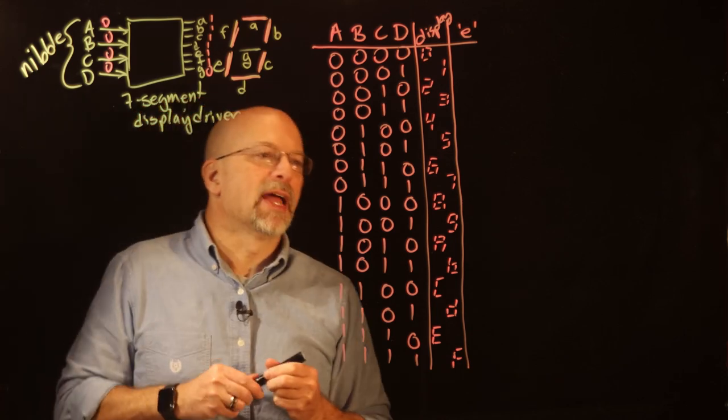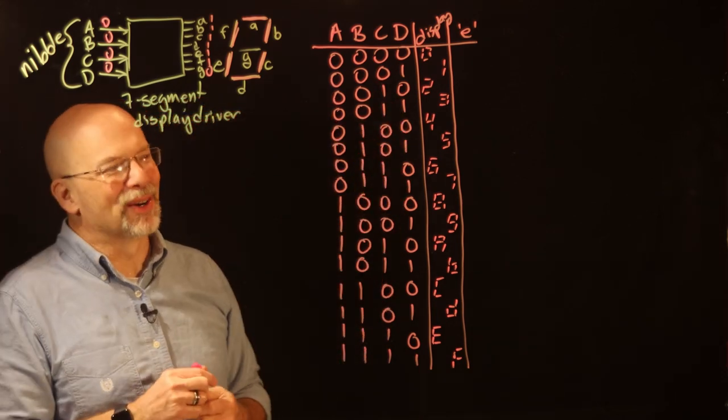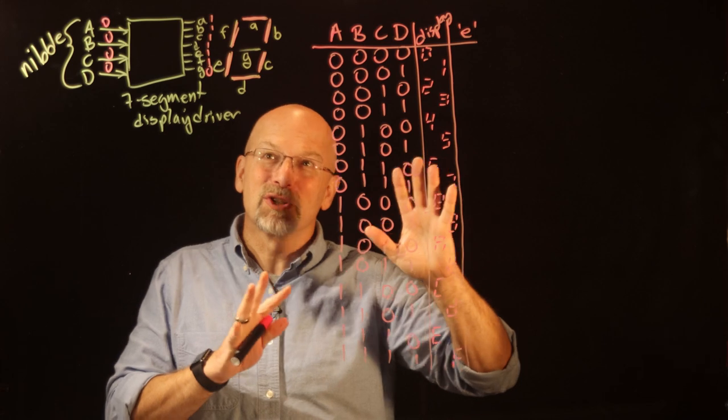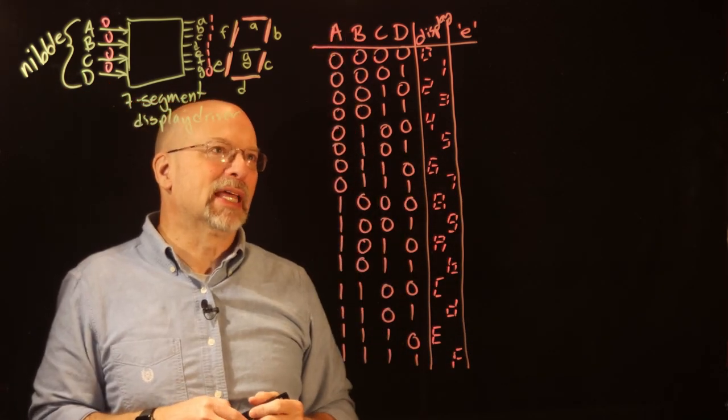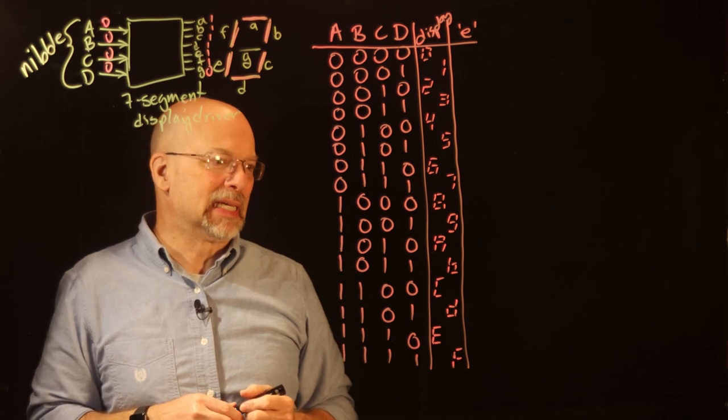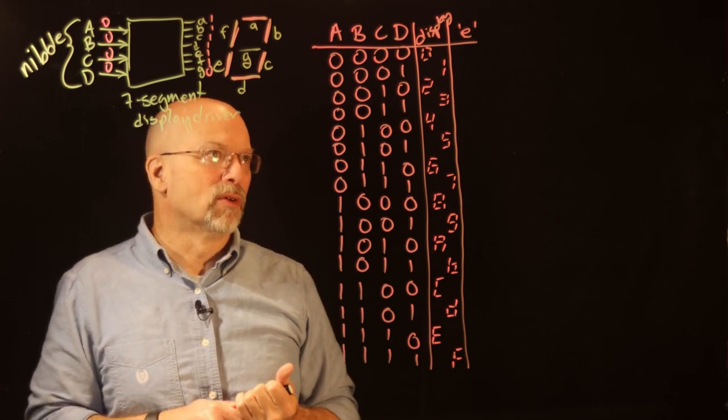So there we go. There are all of the different patterns that we're going to use in our display from our 7-segment display, based on the inputs coming into the A, B, C, and D inputs, the hexadecimal value.